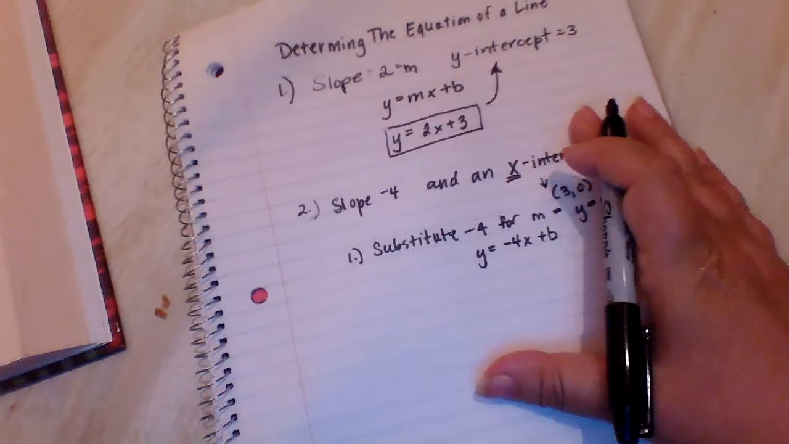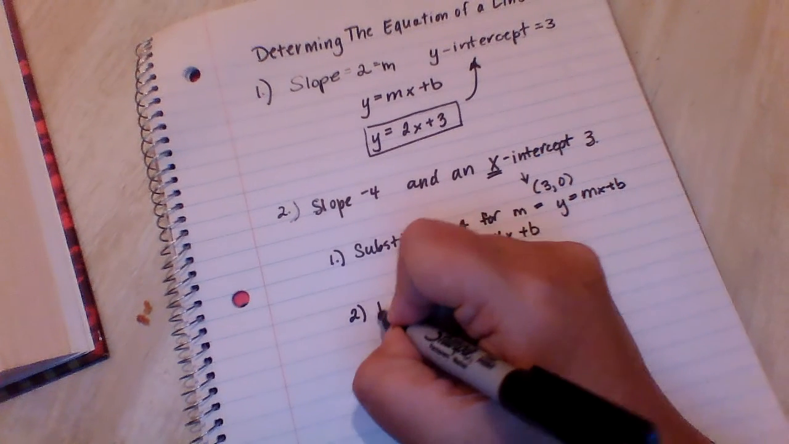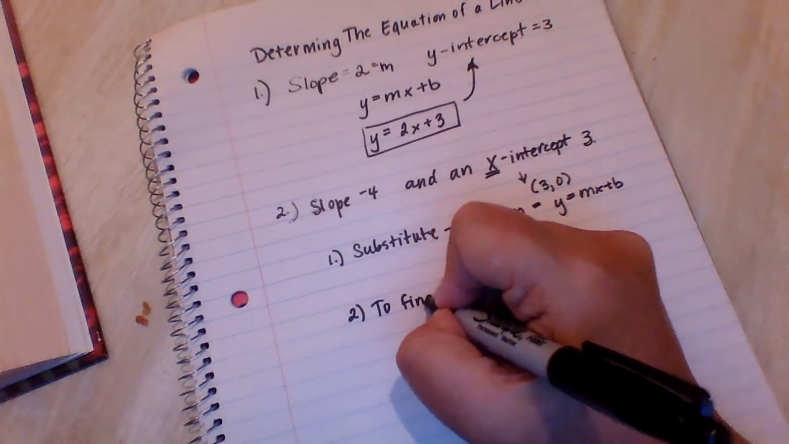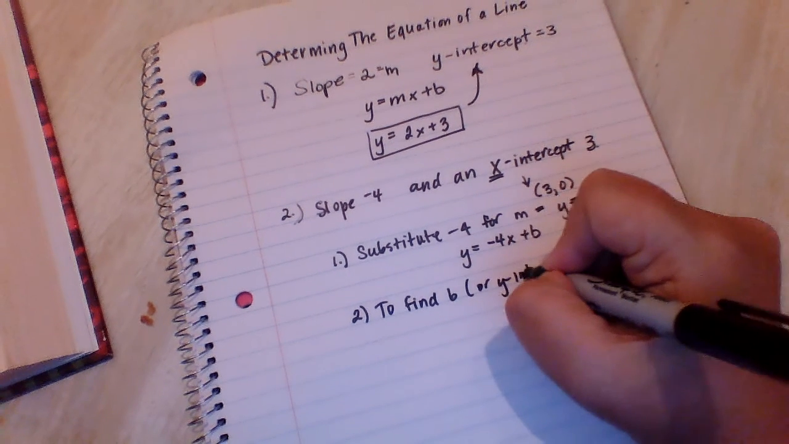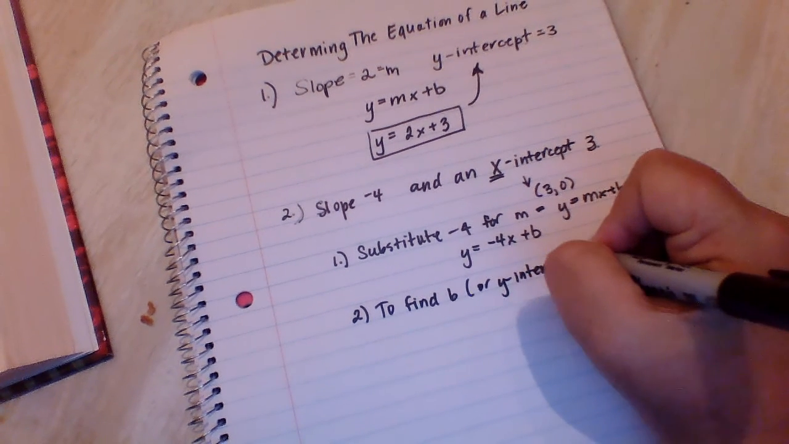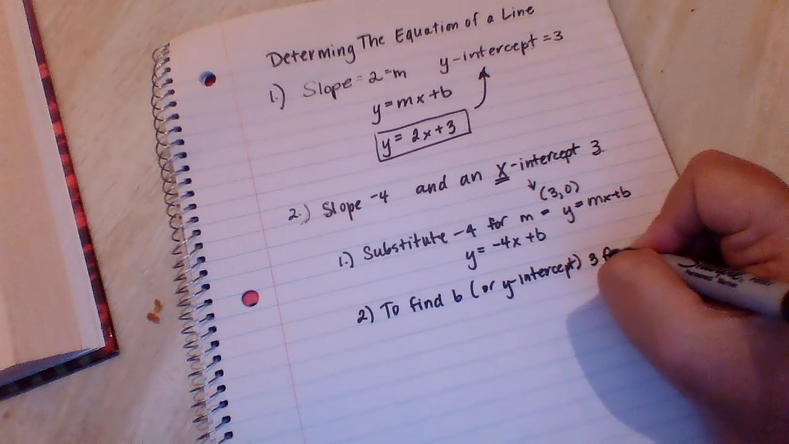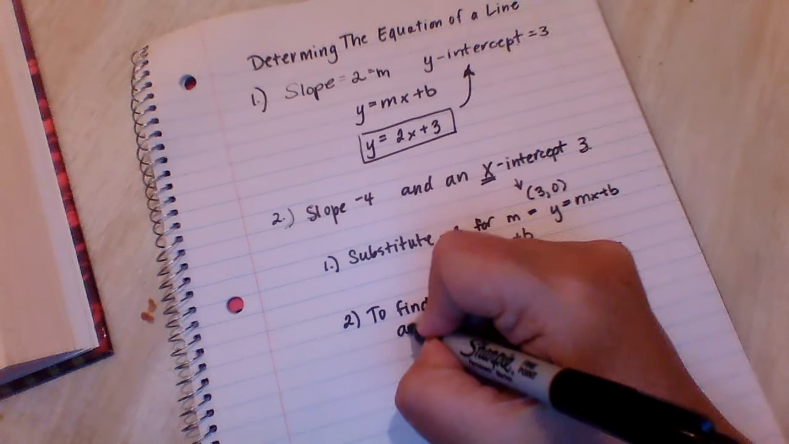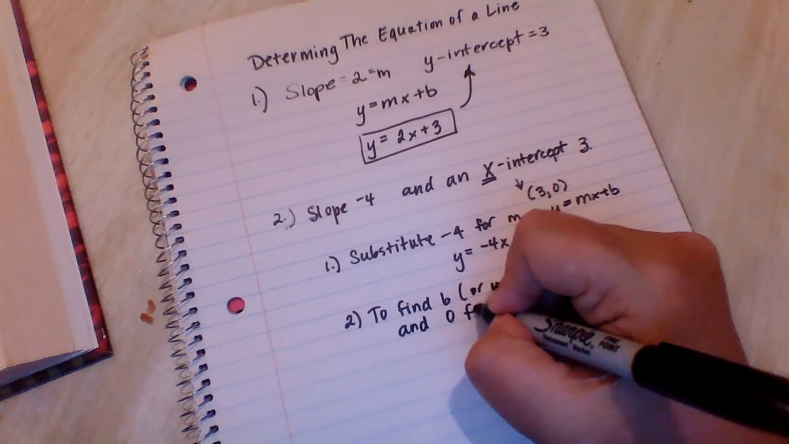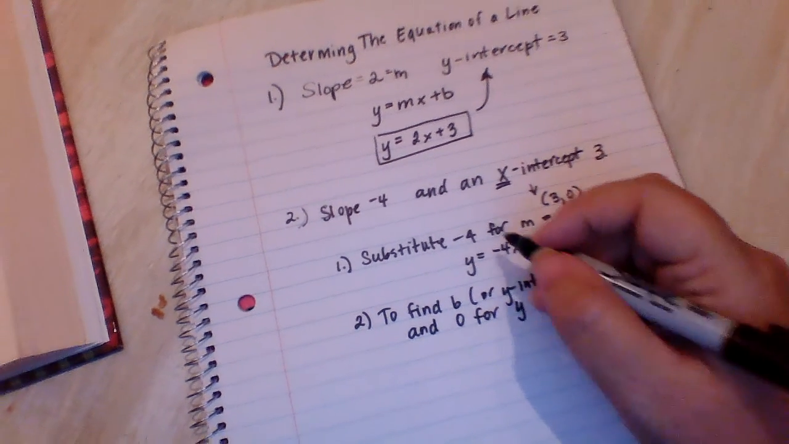So to find b, or the y-intercept, that's the same thing, we're going to plug in 3 for x and 0 for y in our equation.